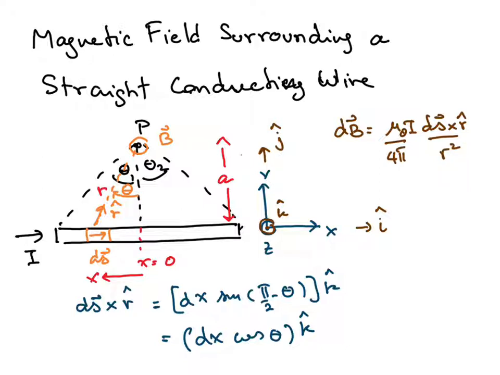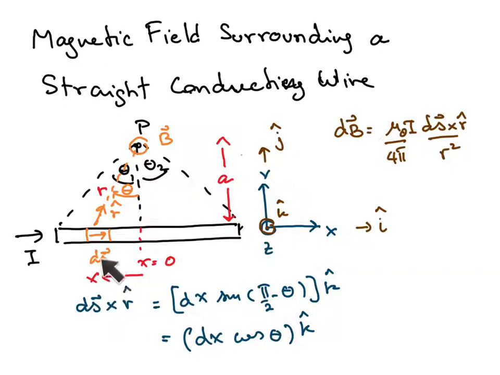Okay, so if we have the segment ds here, this is the length vector ds, and the unit vector r is the unit vector that points from this segment to point P, and r is the distance from this segment to point P, this r. Okay, now let us first look at the vector ds cross r.